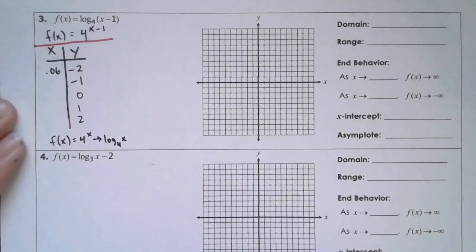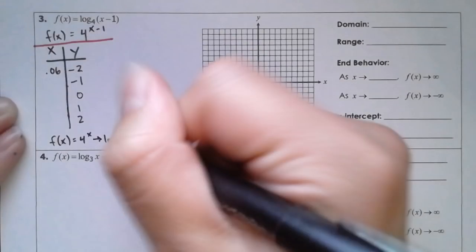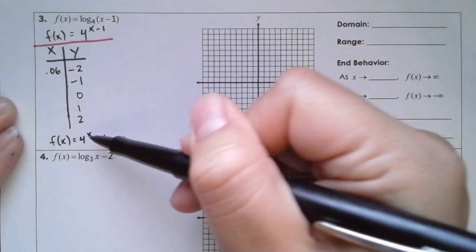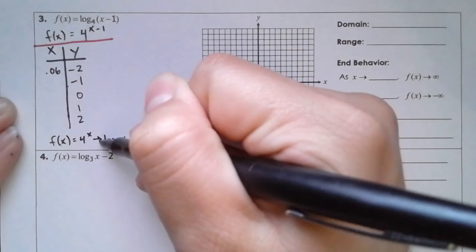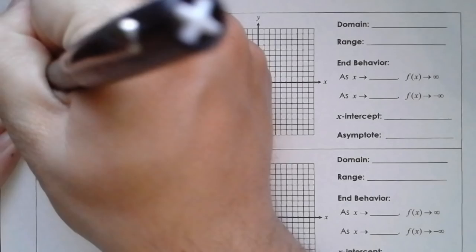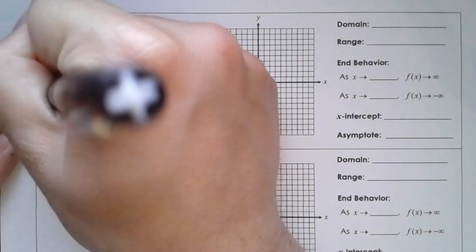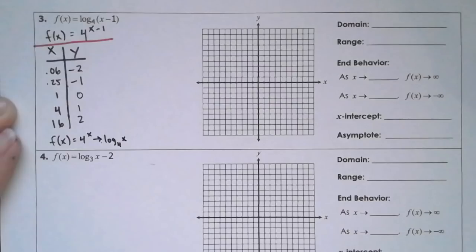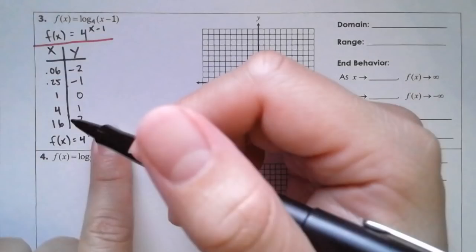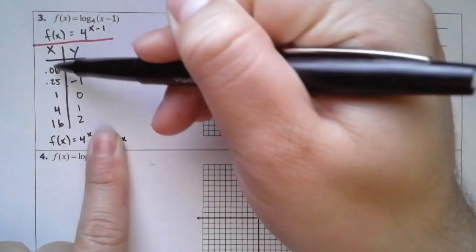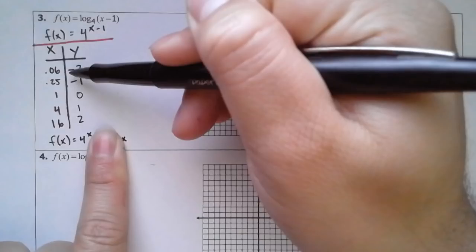This table again represents the inverse of this one. So when I plug in -2 as x here, I get 0.06, and then when I plug in -1, I get 0.25. I get 1, 4, and 16. So again, when I plug in these as my x's, I got these values, and then I took the inverse, which is log base 4 of x, and I get this table.